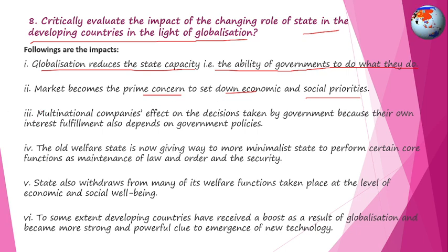Next, the third point is multinational companies. It means the effects on the decisions taken by the government, because their own interest fulfillment is also dependent on government policies. First understand what multinational companies are. Multinational companies are those companies that have branches in more than one country. Okay, that is a multinational company.